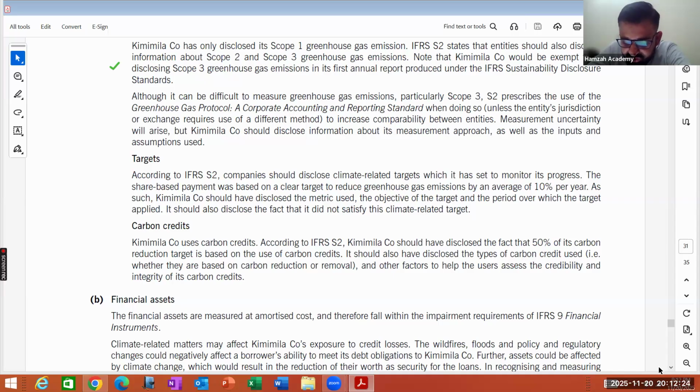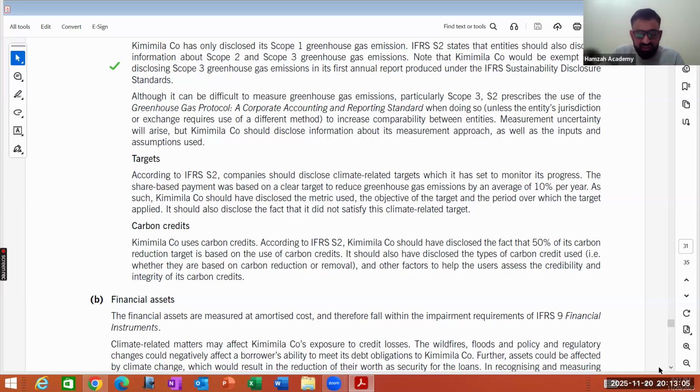The share-based payment was based on a clear target to reduce the greenhouse gas emissions by an average of 10% per year. As such, K company should have disclosed the metric used and the objective of the target. Metric means the benchmark they have to measure the reduction. What is the objective of the target? The period over which that target should be fulfilled, and the fact that this climate target has not been fulfilled, that information should be disclosed. And if it is not disclosed, it is also another problem in the sustainability reporting produced by K company.